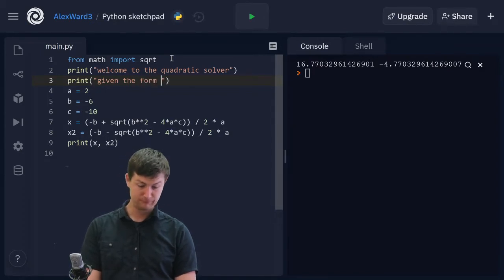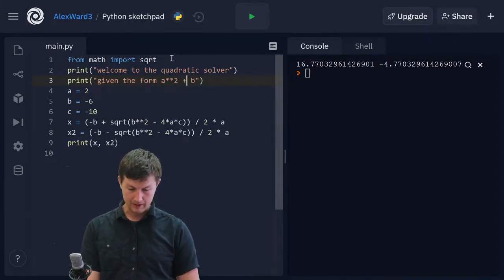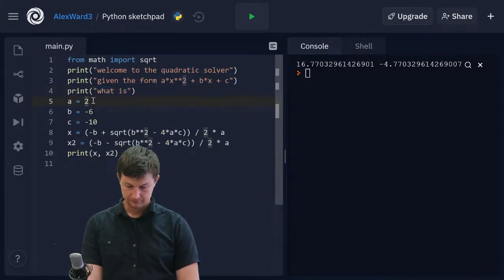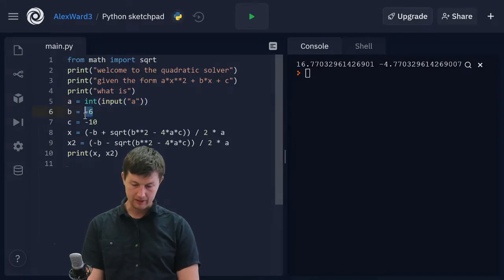Given the form a times x squared plus b times x plus c, and print what is. Let's take that, let's copy that a couple of times, A, B, and C.